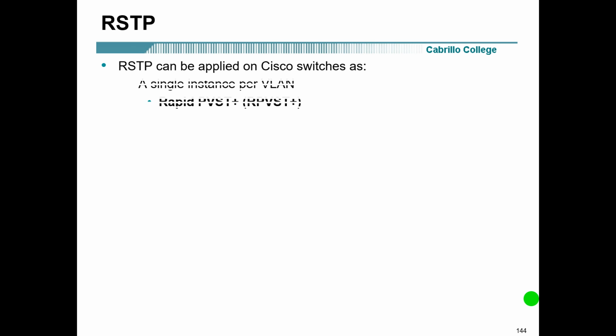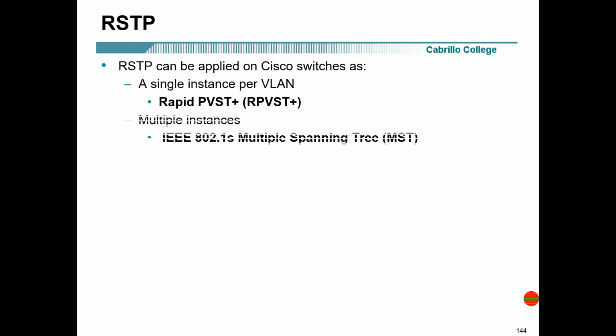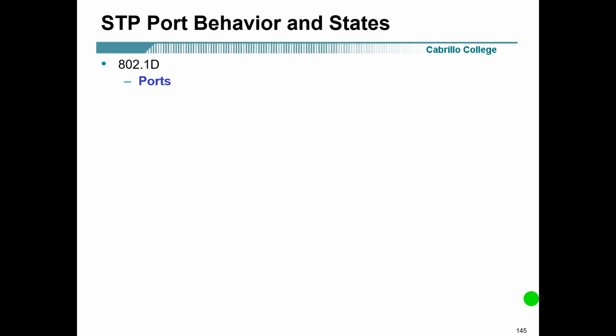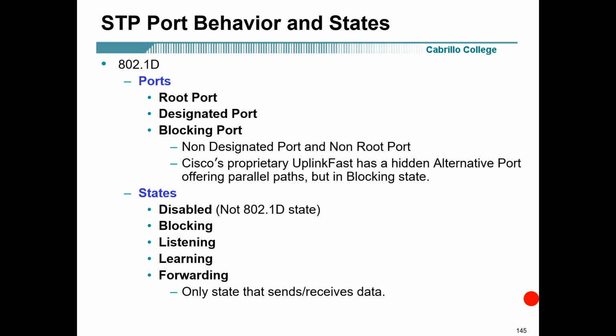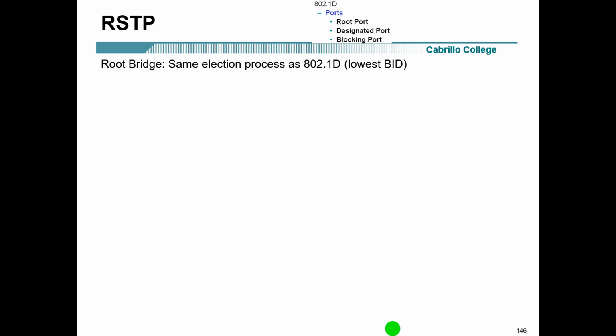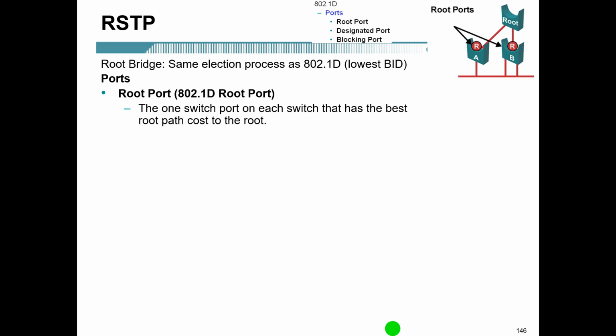So RSTP can be applied on Cisco switches as a single instance per VLAN, or Rapid PVST+, or multiple instances of 802.1s, also known as Multiple Spanning Tree. So 802.1D ports are again the root port, designated port, and blocking port. The states are disabled, blocking, listening, learning, and forwarding. Well, RSTP has the same election process as 802.1D, the lowest bridge ID.